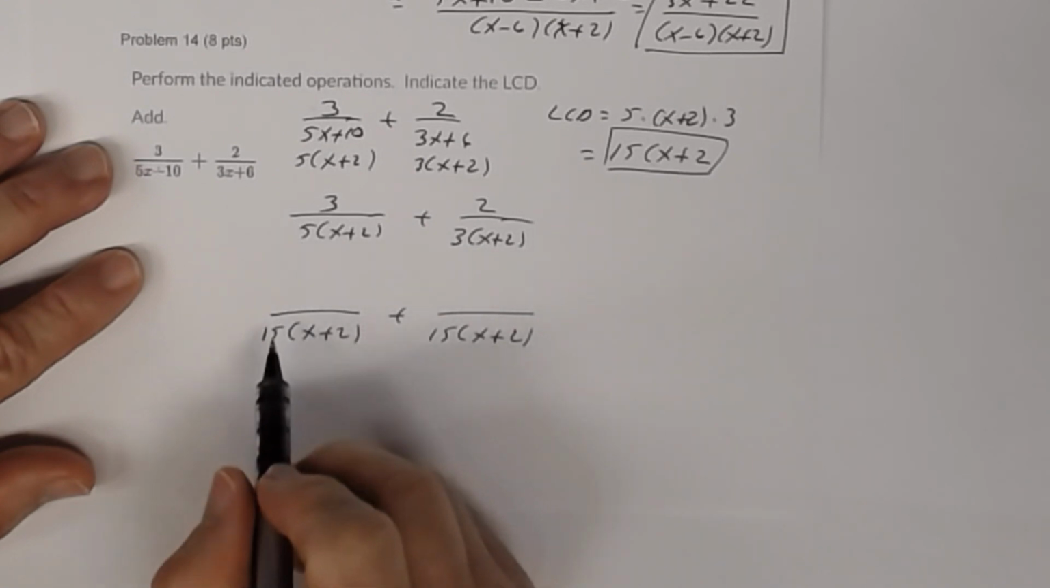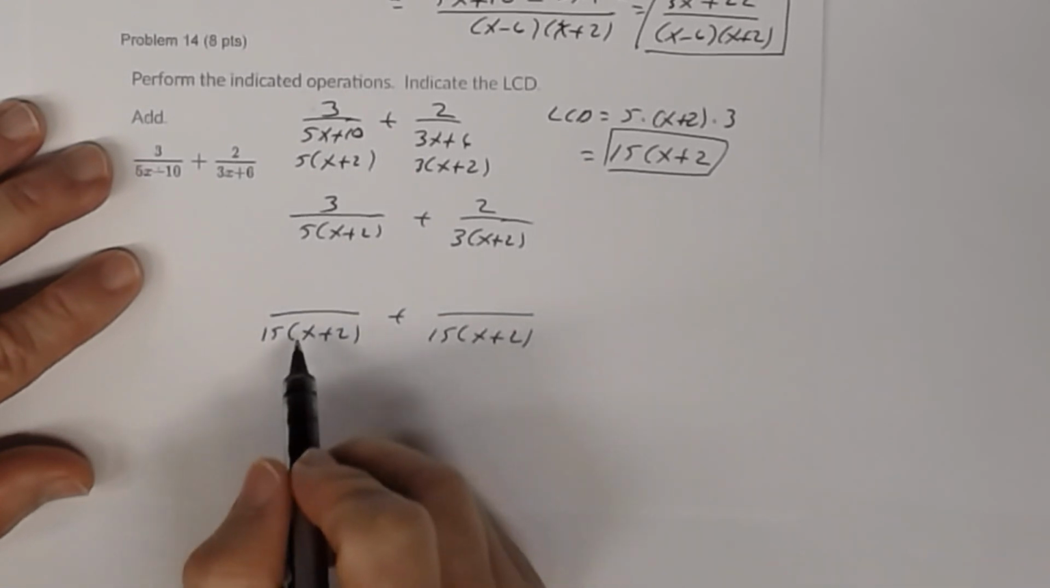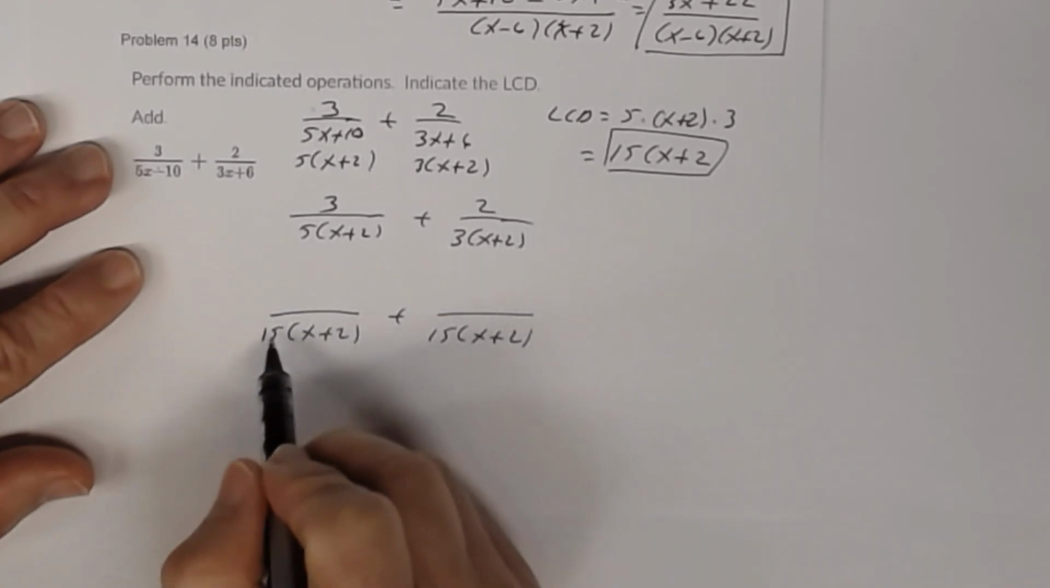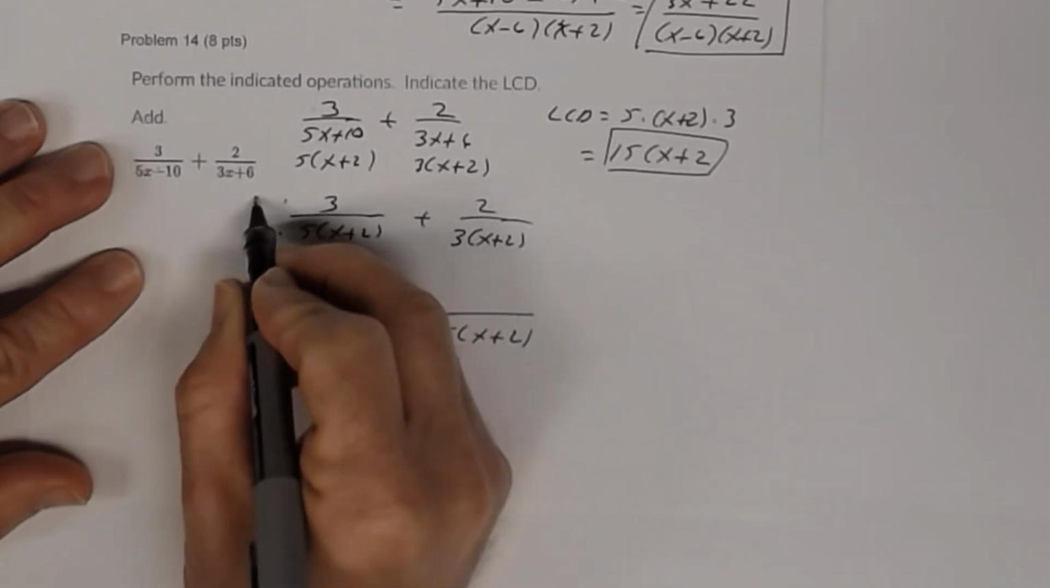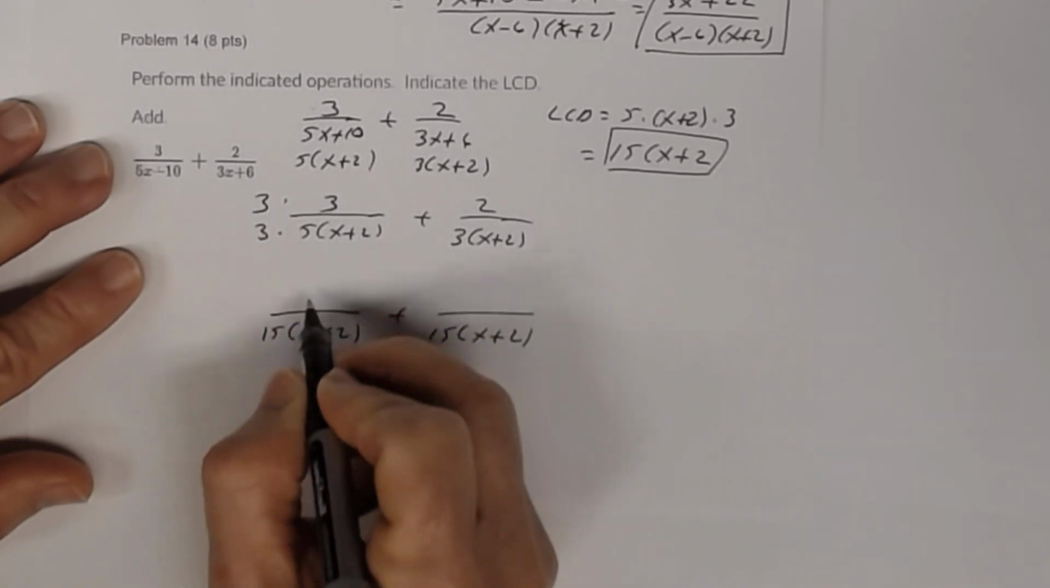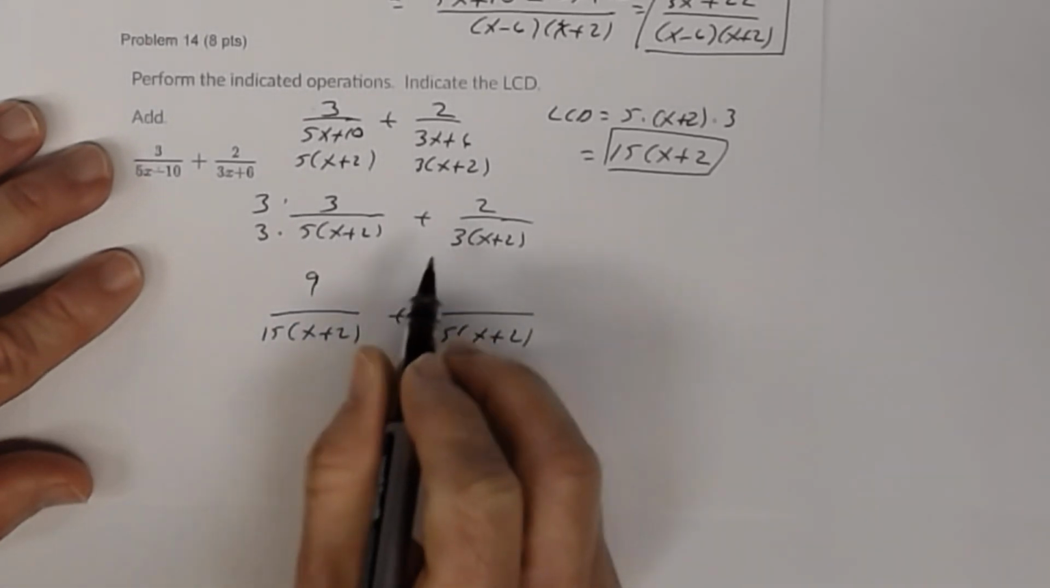So 5, I have a 5 here, and an x plus 2, I have an x plus 2, and I have a factor of 5 in this 15. What's missing is this 3. So I've got to say times 3, times 3. And so the numerator, 3 times 3 is 9. So that goes here.